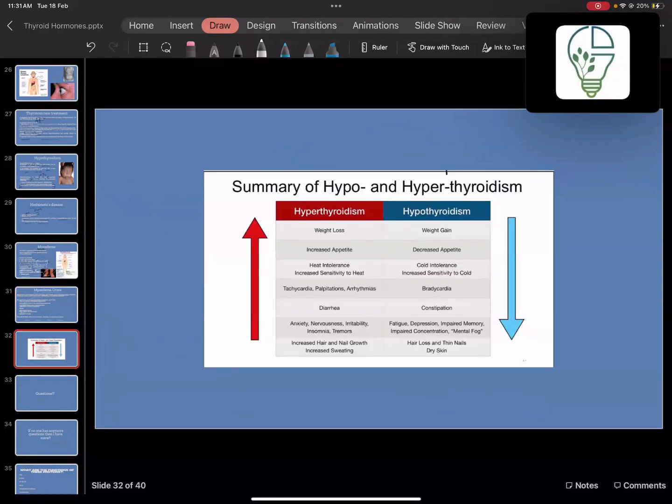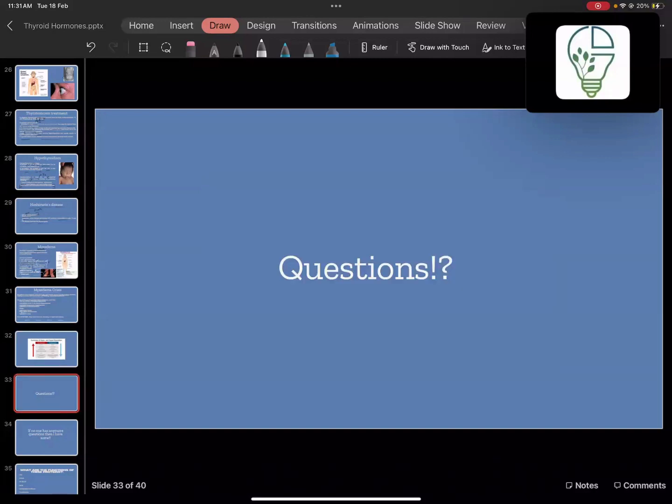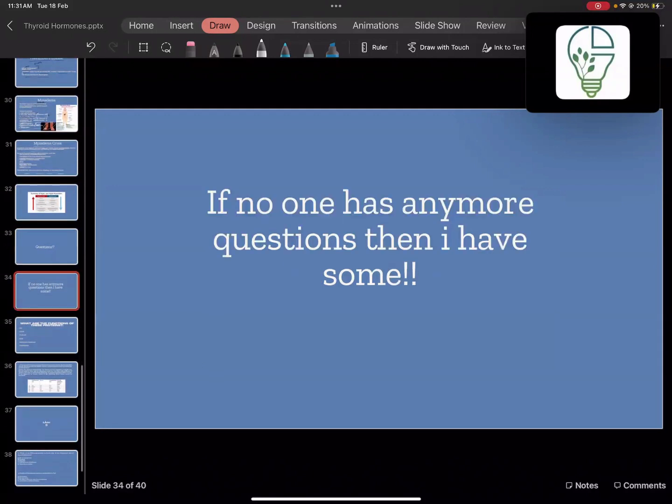So this is a summary of hypo and hyperthyroidism. They're completely the opposite of each other, and you guys should probably go through this. Okay, any questions? If you have questions, don't forget to contact me. If no one has questions, then I have some.